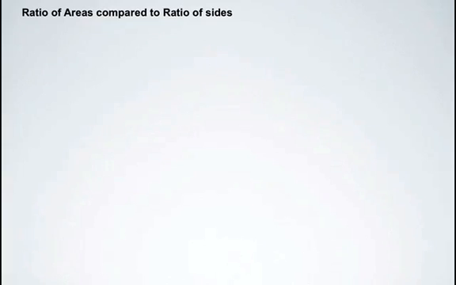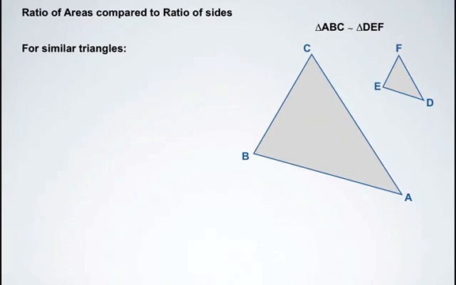When looking at ratios of areas compared to the ratios of the sides, and we're dealing with similar triangles, we know that if we have two similar triangles, in this case triangle ABC, which is similar to triangle DEF, we know that since they're similar triangles, the corresponding sides in each triangle are proportional to each other.